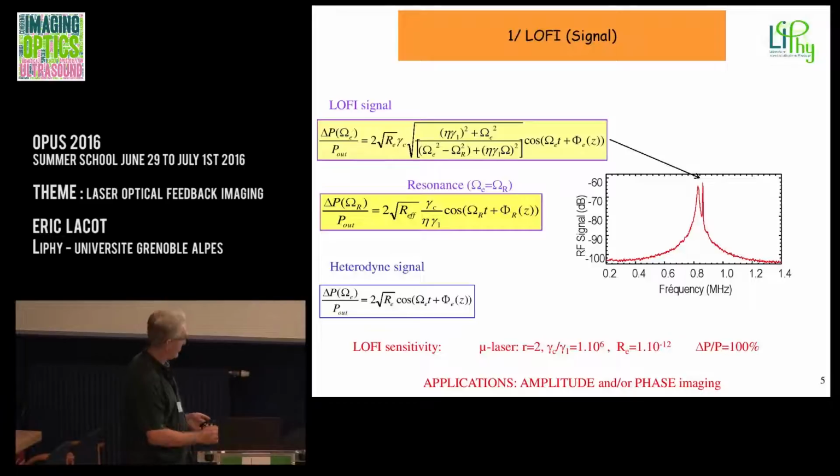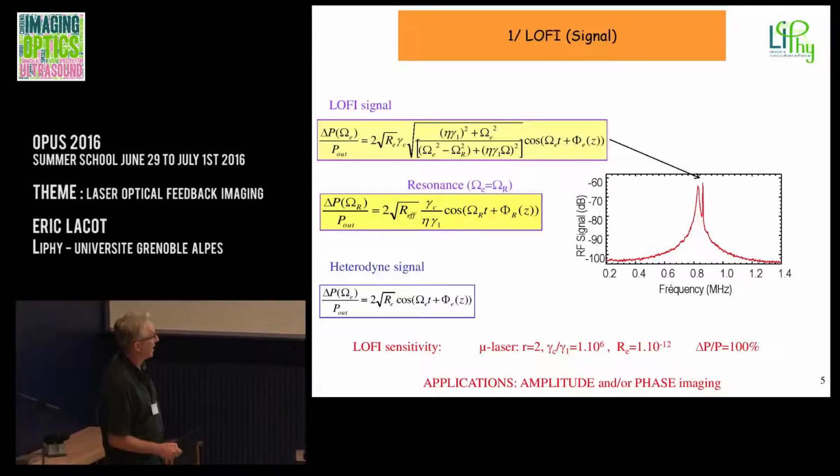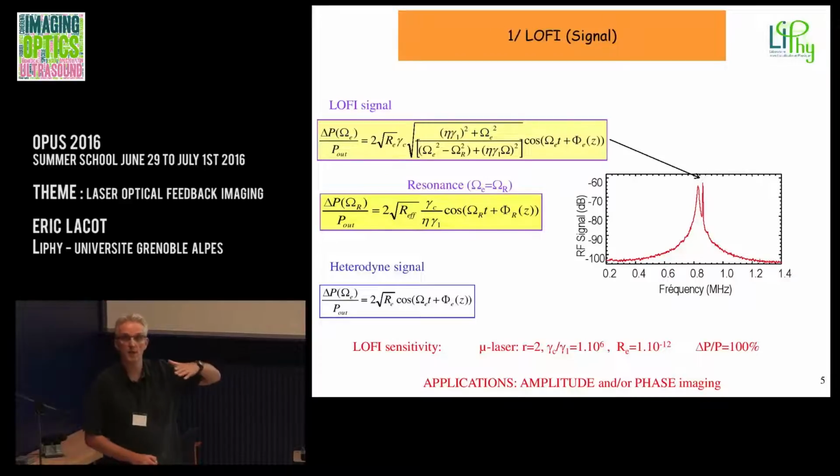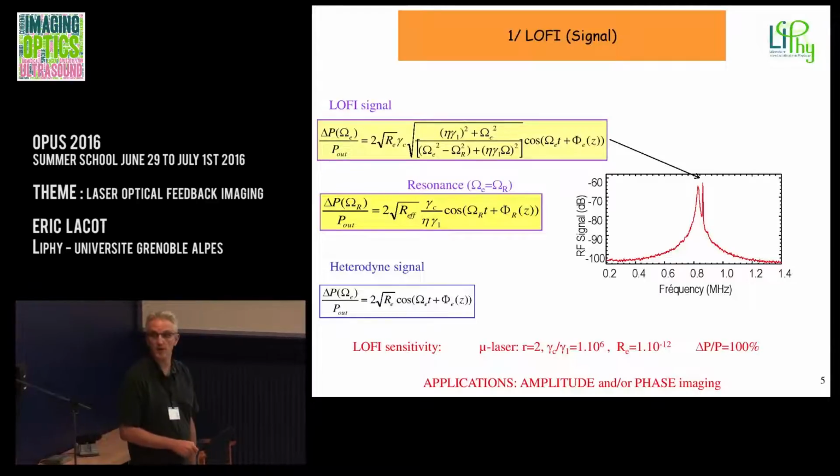And with our microchip laser, the pumping parameter eta is equal to 2, and the damping rate ratio is equal to 1 million. So for a feedback reflectivity equal to 10 to the minus 12, the square root is equal to 10 to the minus 6, the product of this and this is equal to 1, and therefore we have an output power modulation contrast which is equal to 100%. So it is very easy with this kind of laser to detect a very small reflectivity. A reflectivity of 10 to the minus 12 gives us a very strong modulation of the laser output power.